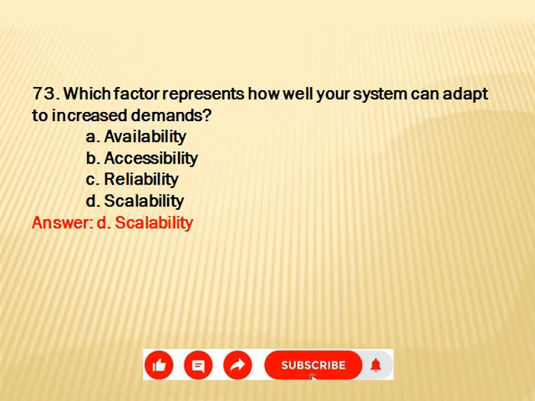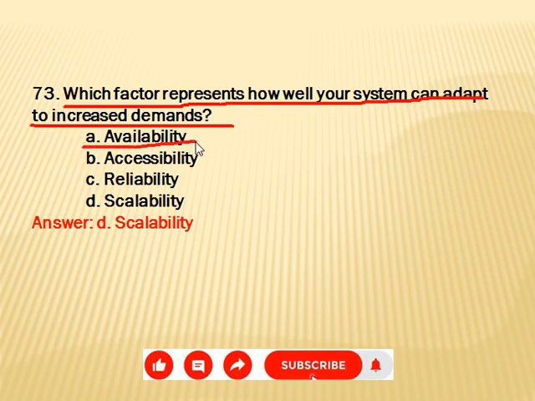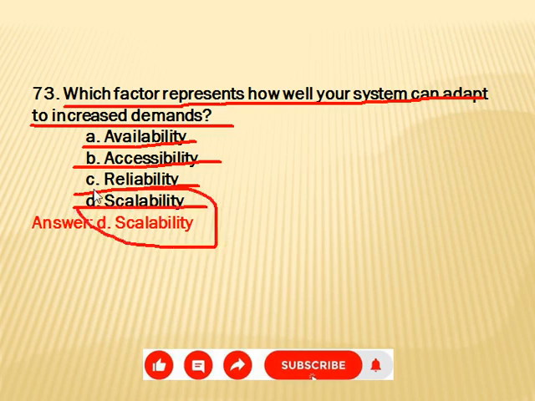Next question, which factor represents how well your system can adapt to increased demands? The given options are A. Availability, B. Accessibility, C. Reliability, D. Scalability. The correct answer is option D. Scalability.